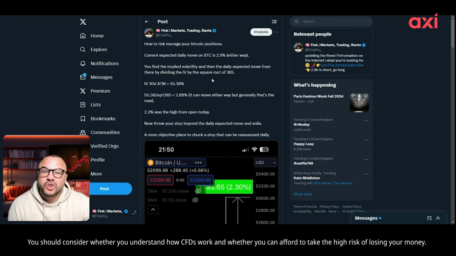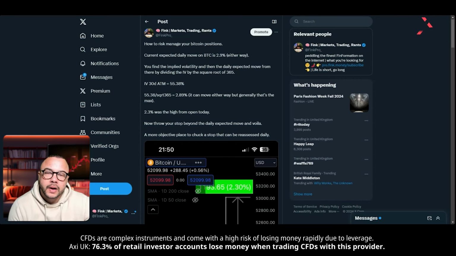So what you can basically do as a crude measure is if you find the IV, the implied volatility, you divide it by 19.1, okay? And then that basically finds the daily expected move.